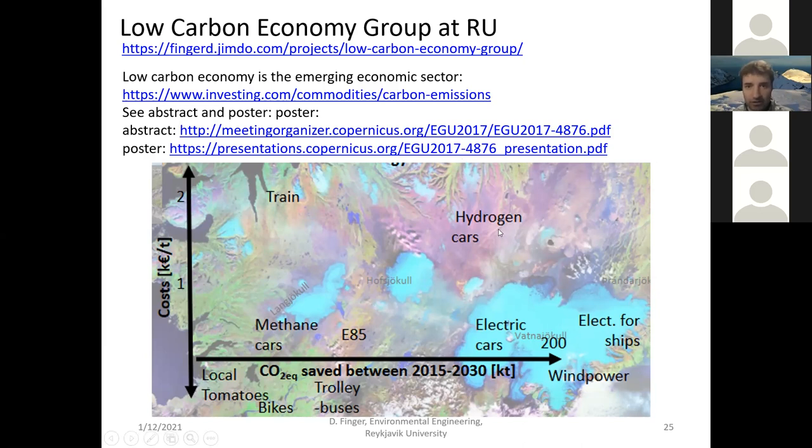Hydrogen cars have a huge potential of saving CO2, but it's also a bit more cost intensive than electric cars, simply because for electric cars you already have the infrastructure to provide electricity to the consumer and the car owners.